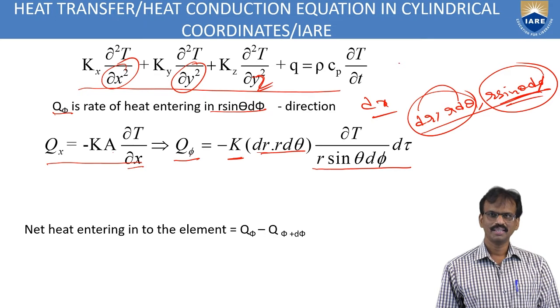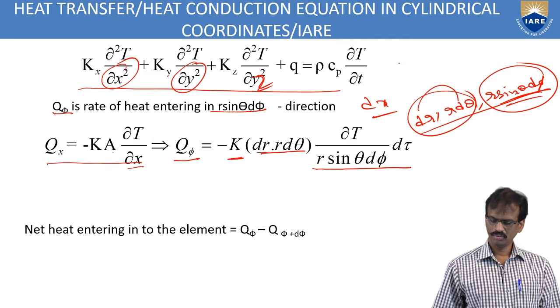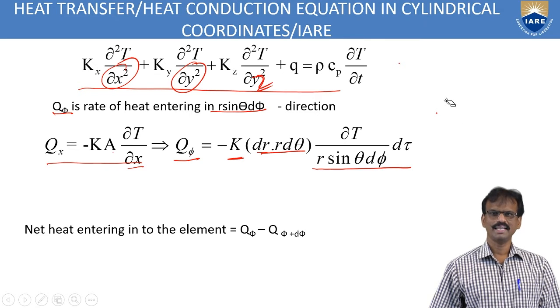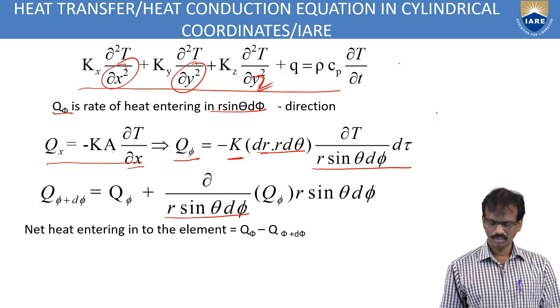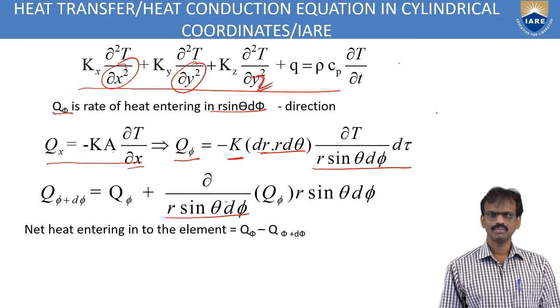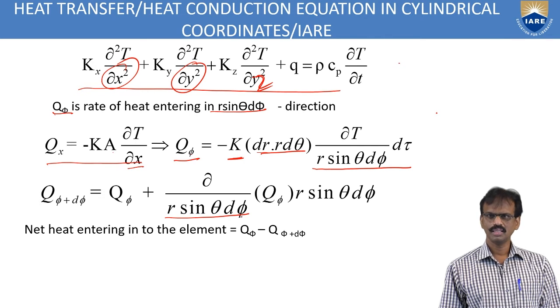So that is the q entering, the rate of heat entering into the surface r sin theta d pi. So that is the value. Next, the net heat leaving from the surface. What surface? The r sin theta d pi surface. Okay. So that is q pi plus d pi, which is equal to q pi plus dou by dou x. So dx is equal to r sin theta d pi. Okay. So q pi into dx.